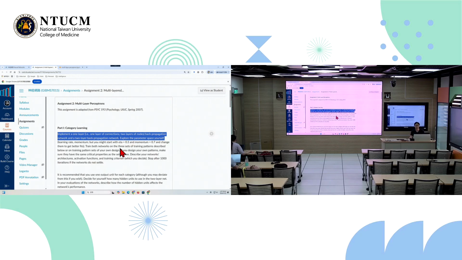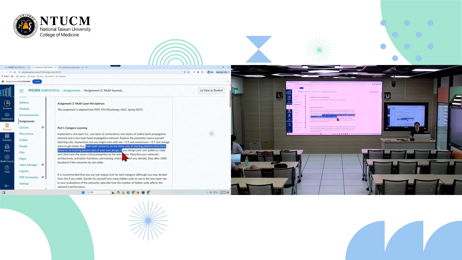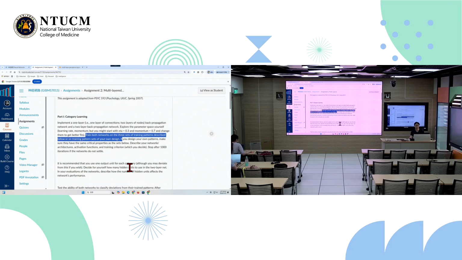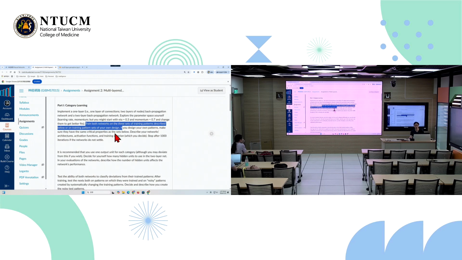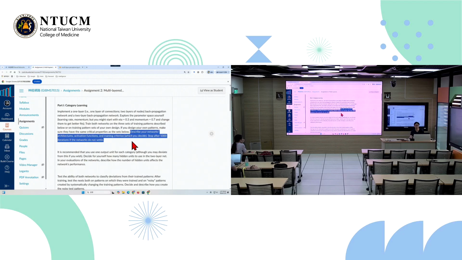Explore the parameter space yourself, but you might start with eta, which is the learning rate, at 0.3, and the momentum, which is the memory rate, so to speak, at 0.7, and change them to get better fits if you want. Train both networks on the 3 sets of training patterns described below, or on training patterns of your own design. If you design your own patterns, make sure they have the same critical properties as the sets below, and describe your network's architecture, activation function, training, and learning rule. And stop after 1,000 iterations if your networks do not settle.